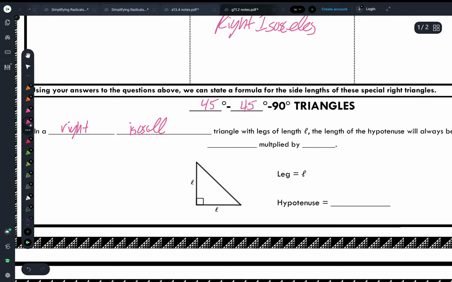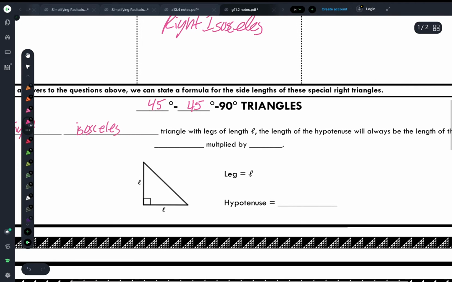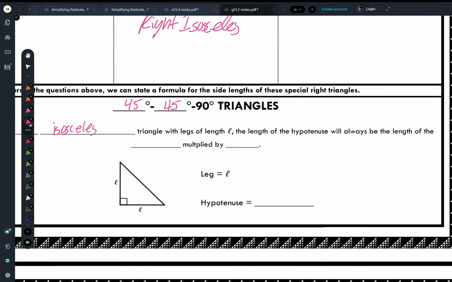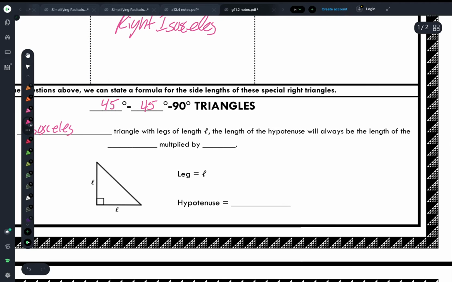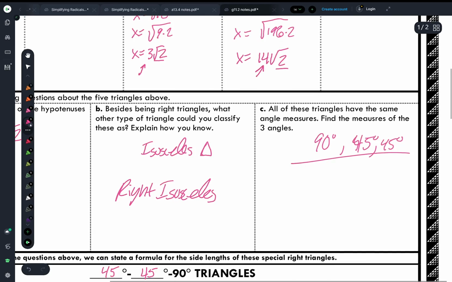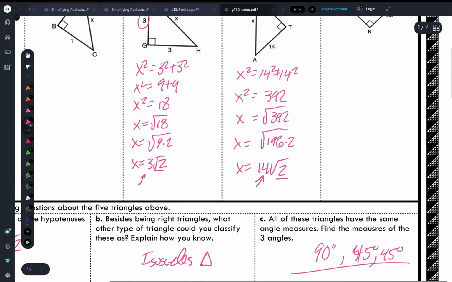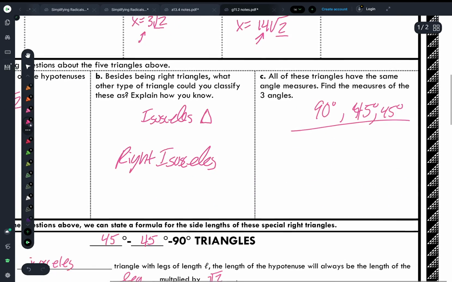oh, that's wrong, isosceles, with legs of length L, remember they're both the same, the length of the hypotenuse will always be the length of the leg multiplied by the square root of 2. And we saw that up here, okay? This leg was length 3, multiplied by that square root of 2, and we get 3 square roots of 2.